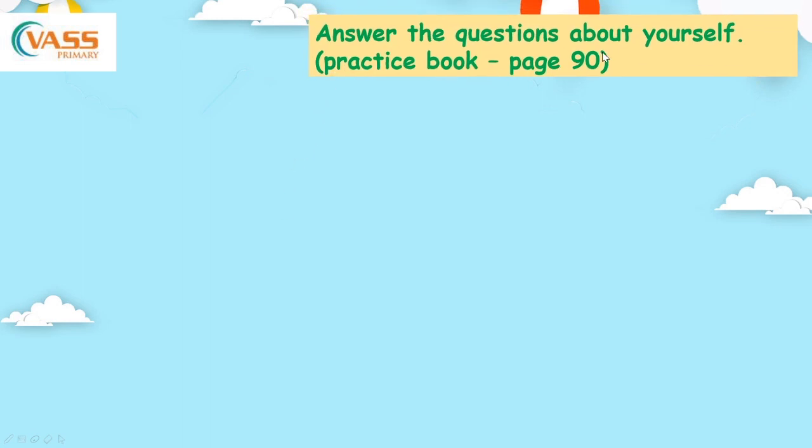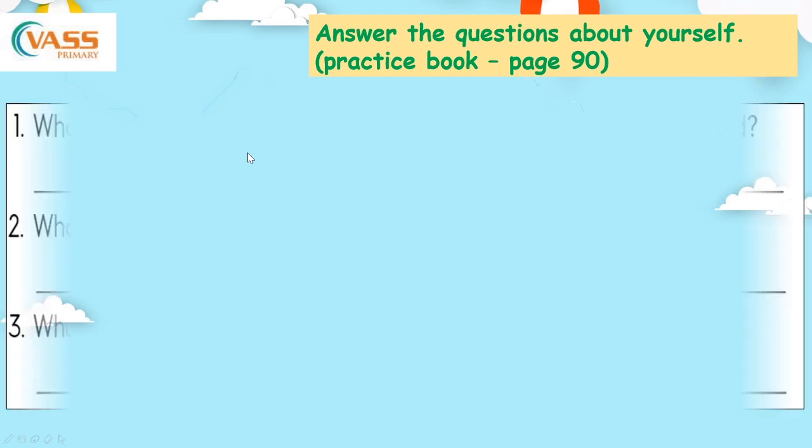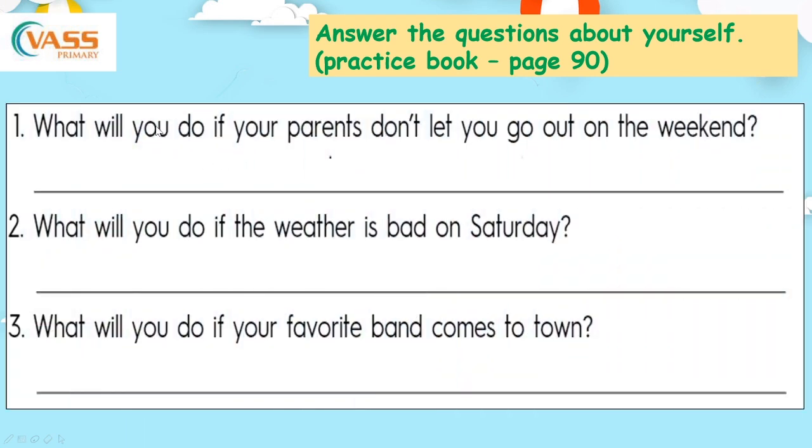Okay. Answer the questions about yourself in page 90, practice book. Okay, so we have 3 questions, and you have to write the answer about yourself. So you cannot copy off my answer. You need to make your own. All right. Number 1, I will ask Miss Me, question number 1.